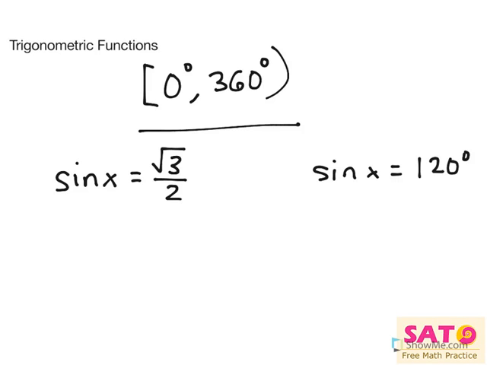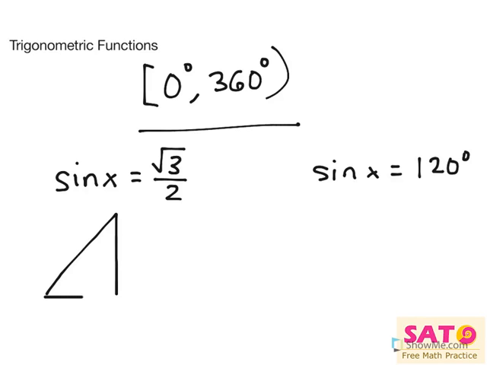Sine of x equals square root of 3 divided by 2. First of all, we have to draw out a triangle and determine which quadrant it's in. Square root of 3 divided by 2 is in the first quadrant because it's positive and it's less than 90 degrees. So let's draw it.